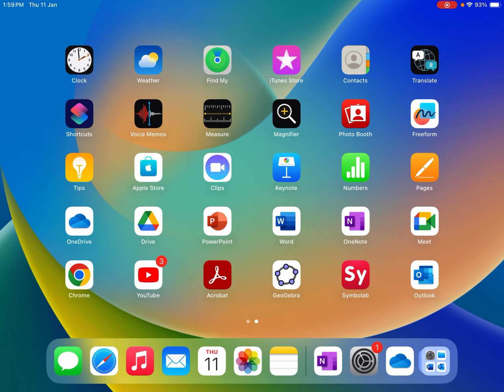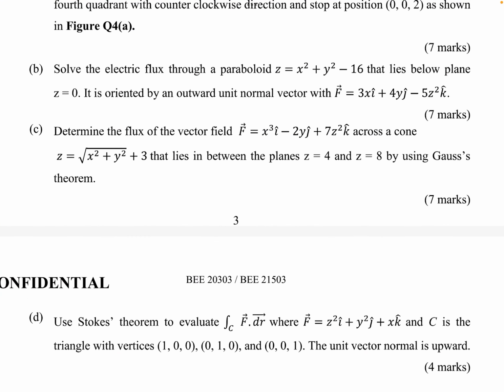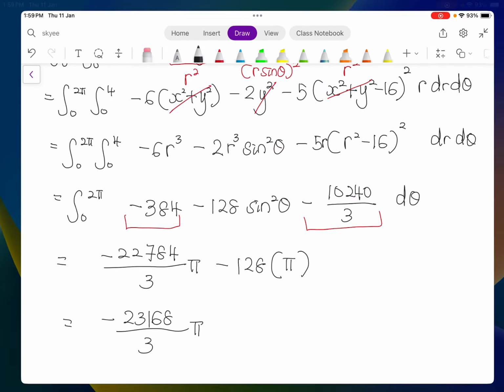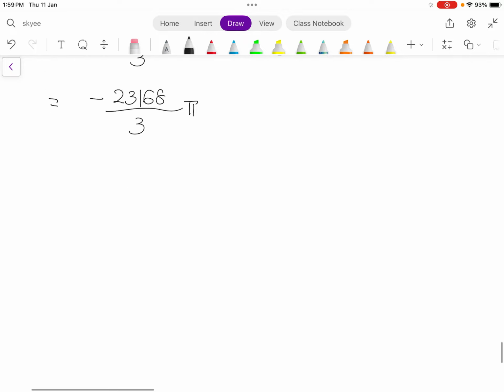Right, so now we move on to the next question. That is question C. Determine the flux of the vector field across a cone that lies in between the plane z equals 4 and z equals 8 by using the Gauss theorem. So let's see how we can solve this. First of all, let's jot down the important information.